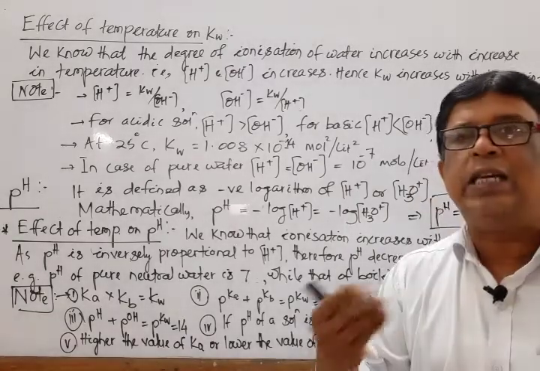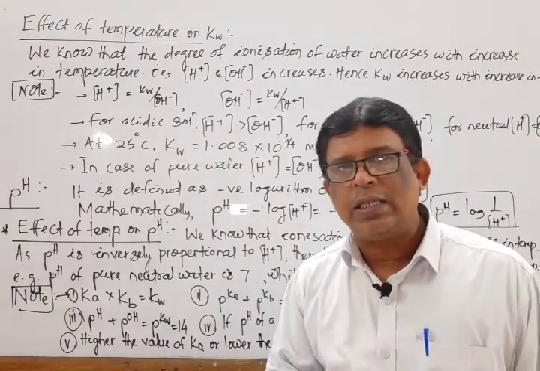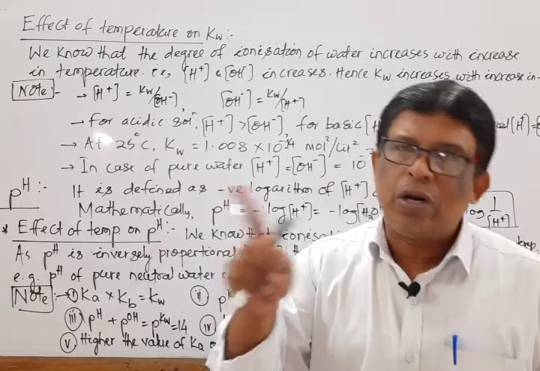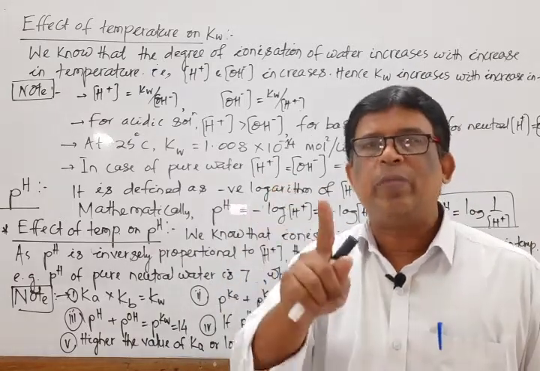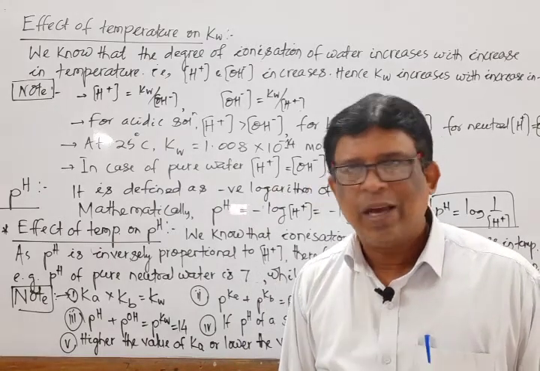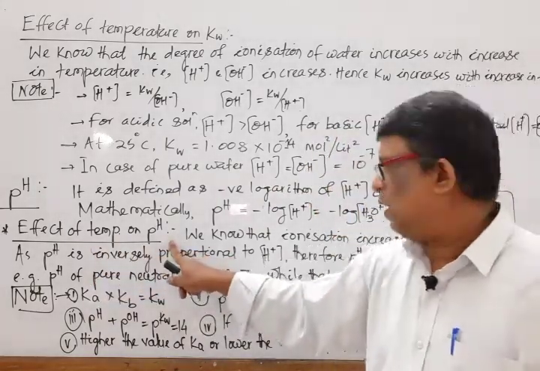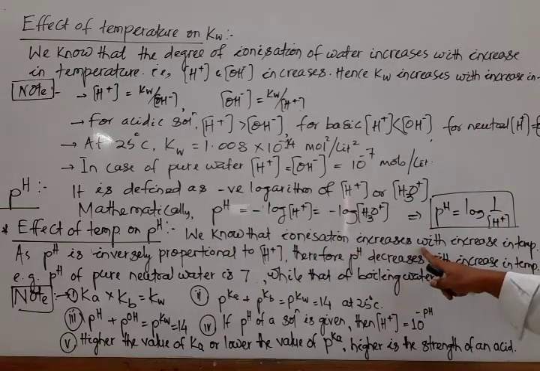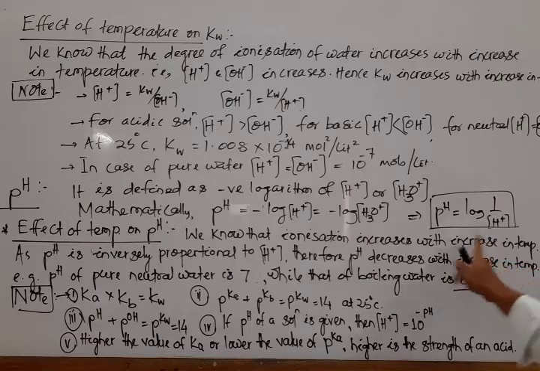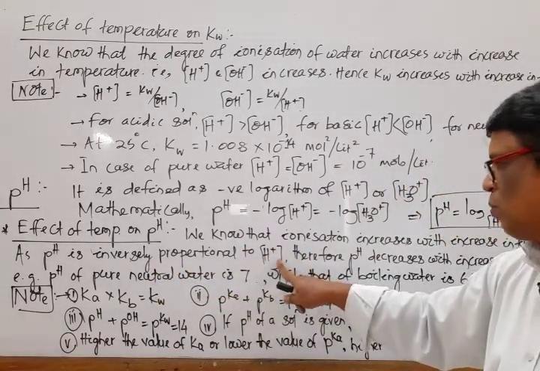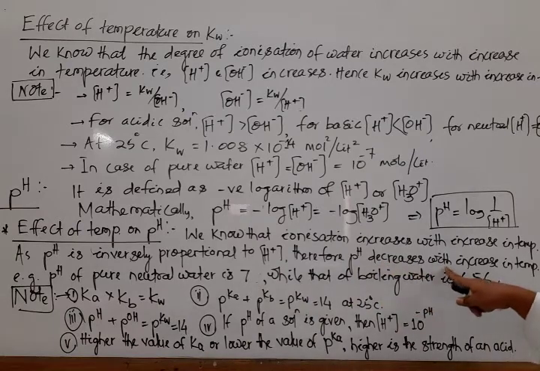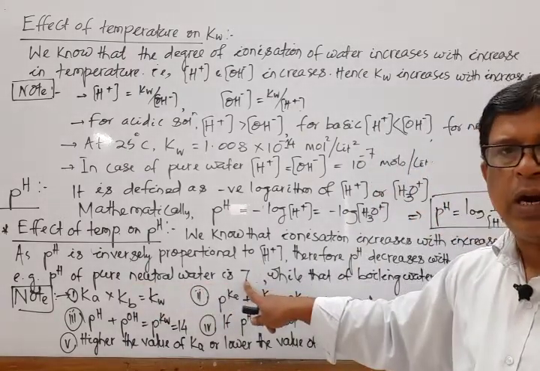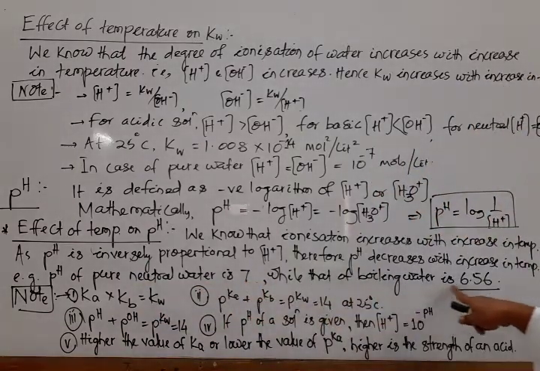So if on increasing temperature H plus ion concentration increases, and as H plus ion concentration is inversely related to the pH, so on increasing temperature the pH value decreases. Okay, mark that. What is the effect of temperature on pH? We know that ionization increases with increase in temperature. As pH is inversely proportional to H plus ion concentration, therefore pH decreases with increase in temperature. One suitable example: the pH of pure and neutral water is 7, while the pH of boiling water, though it is neutral, is 6.56. Very, very important, note down.